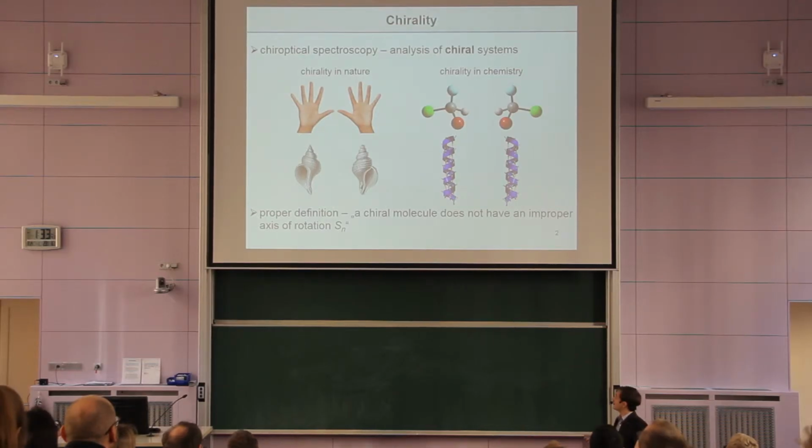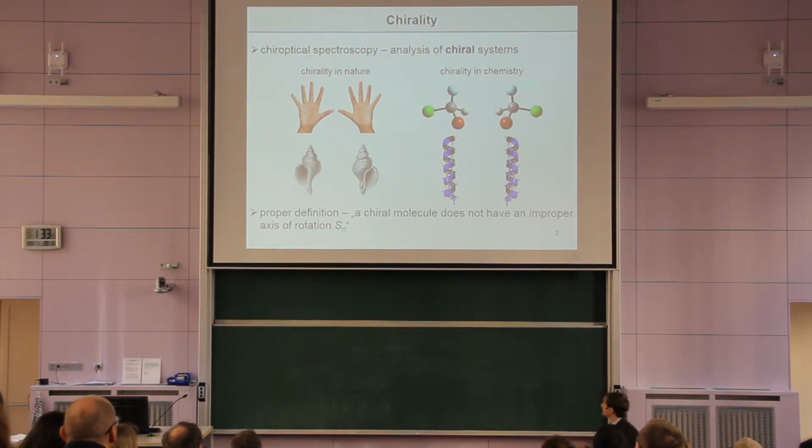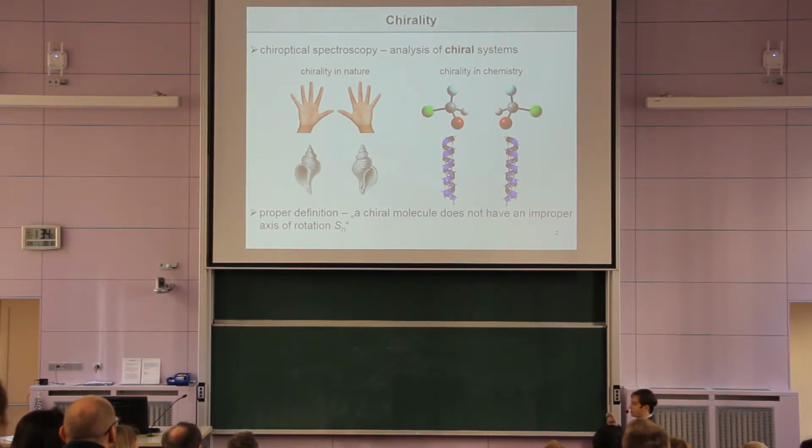So, chirality is a very common natural phenomenon, and here you can see some examples in chemistry. Here you can see the simplest chiral molecule. It's carbon with 4 different substituents. And a more complicated example, a helix, left-handed and right-handed. Again, they are mirror images, but you cannot superimpose them on each other.